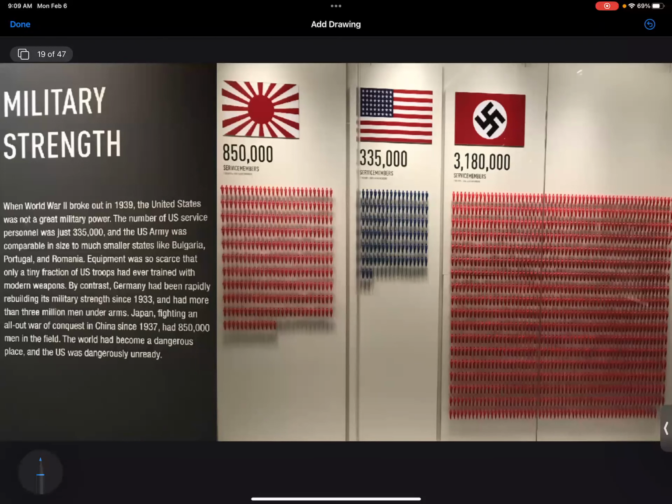And so, again, it's trying to figure out how do you present information in such a way that it makes sense. When you see the numbers, 850, 335, 3.1 million, how effective is that to you in describing what's going on? Here's a way of trying to do it visually to just get a sense of roughly how those numbers compare. The text says the US Army was comparable in size to much smaller states like Bulgaria, Portugal, and Romania. Is there anybody from class from any of those 3 nations?